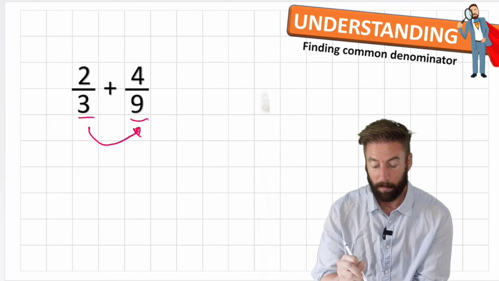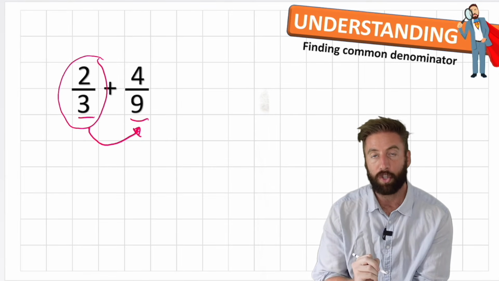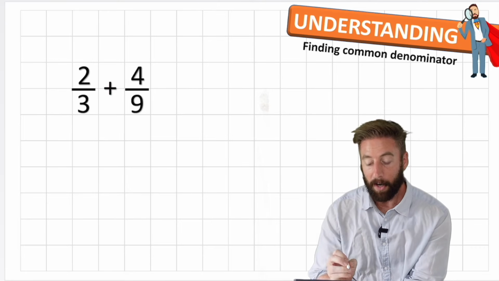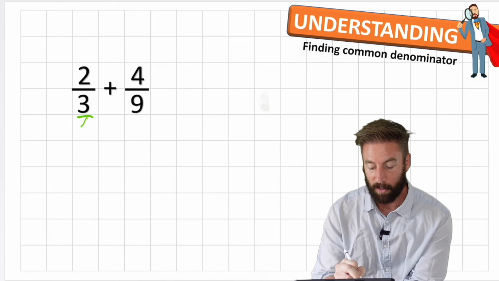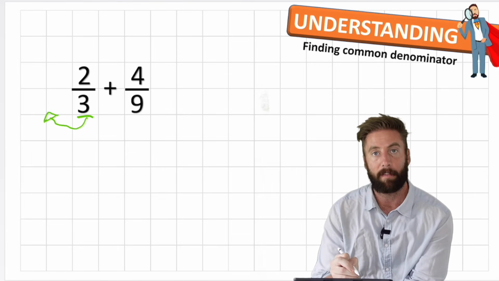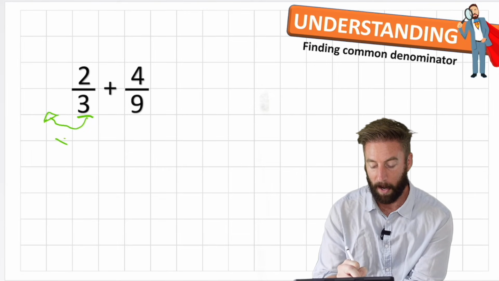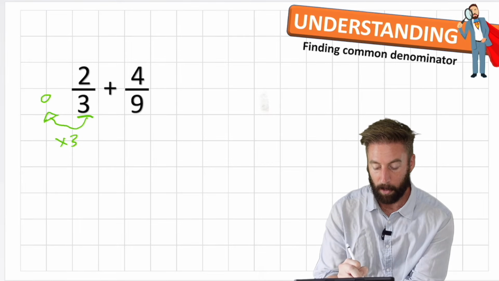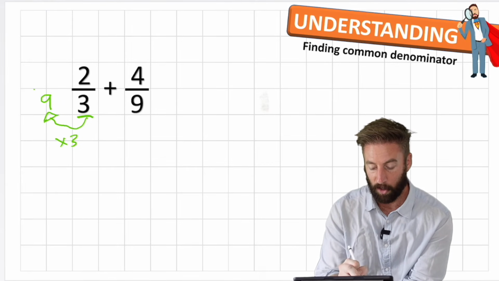What I'm going to do is look at this fraction here and try to turn it into a fraction with 9 as a denominator. So how can I turn my 3 into a 9? Well, I'm going to have to times by 3. That turns my denominator into a 9. Good, that's a good step.